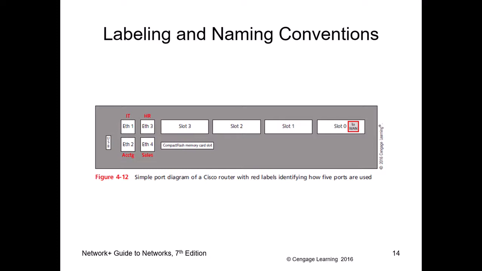So typically, for example, this could be the IT, could be the HR, and so on. So you can label them however you need to, but it's best to do that and use different color codes, different cables that connects to them, so you'll know. Okay.